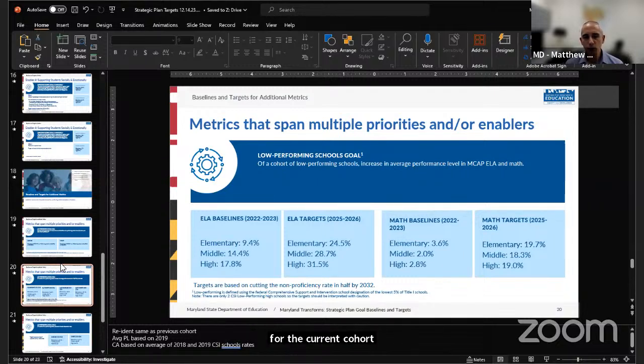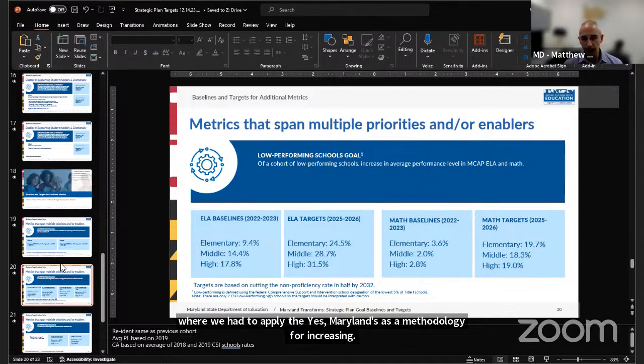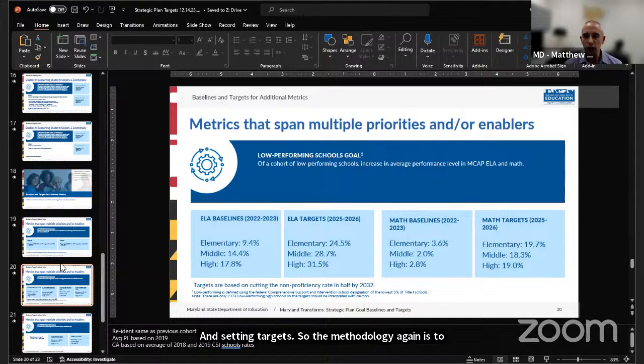Also, for low performing schools, we want to follow their achievement. So ELA and math, and it's broken out by school level. I won't read every number, but this is where we had to apply Maryland's ESSA methodology for setting targets. The methodology is to take the not proficiency percentage and cut that in half by 2032. So that projects much higher, at least based on the baselines of proficiency rates here.